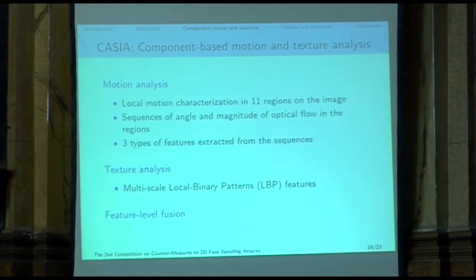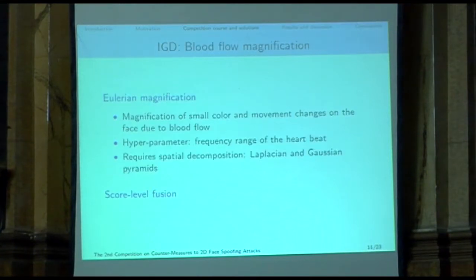So to start with, the team from Cassia are looking at the problem from 2 different perspectives. They are performing motion analysis in different regions of the image and also texture analysis. And at the end, they fuse the 2 types of features at feature level.